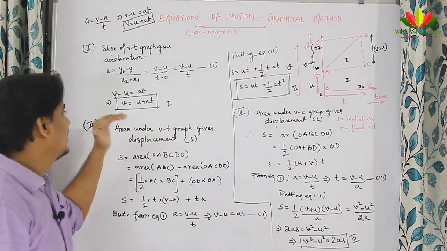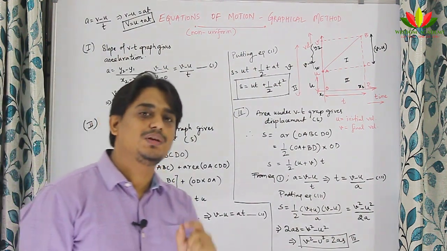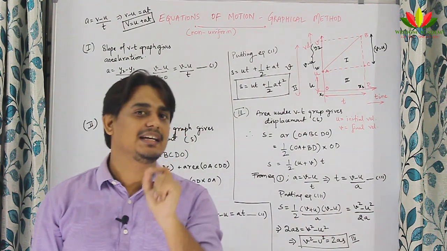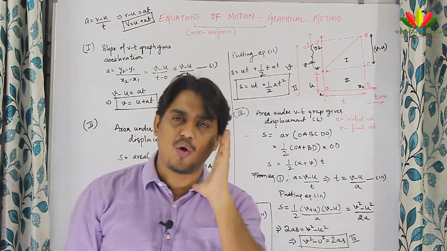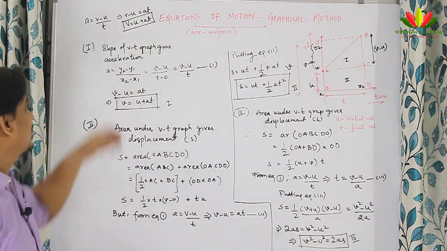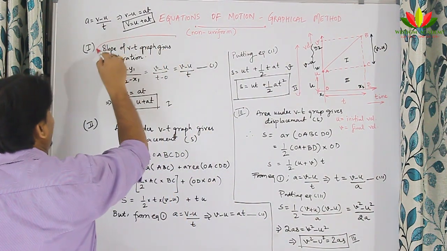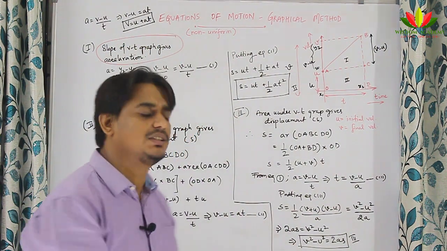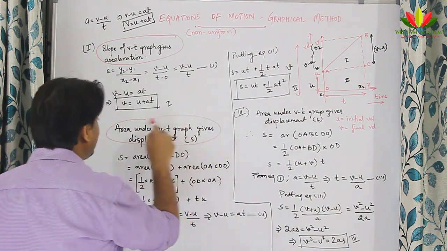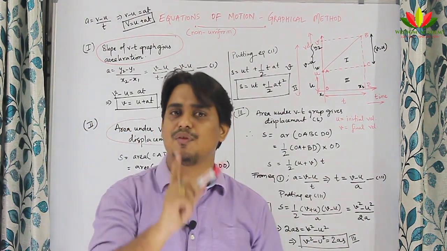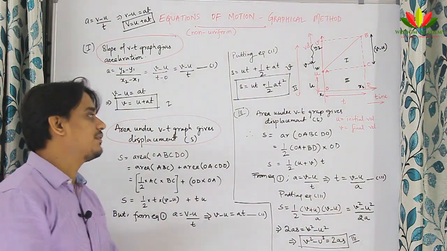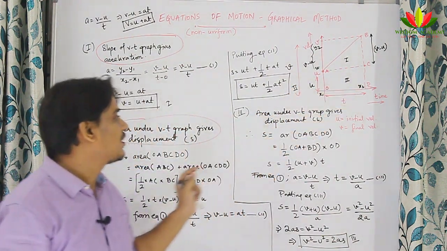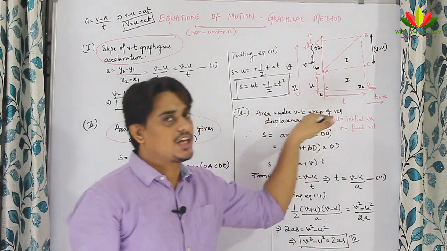What you should remember is, V is final velocity, U is initial velocity, T is time, A is acceleration, and S is displacement. And what you should always remember is that the slope of the VT graph gives you the value of acceleration. You should remember that the area under the VT graph gives the value of displacement. And for the second derivation, I will use area 1 and area 2 separately. For the third derivation, I should take the area as the area of a trapezium.